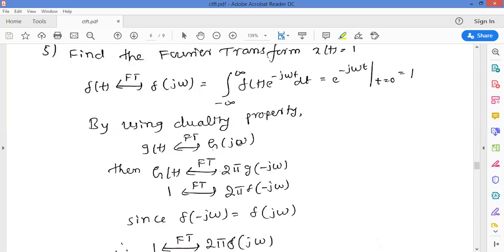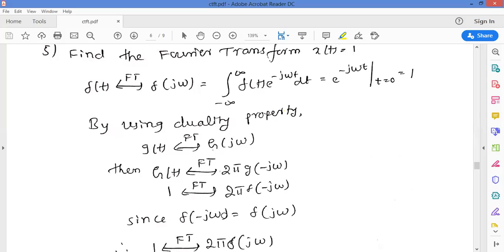When g of t Fourier transforms into G of j omega, then capital G of t, look here, capital G of t Fourier transforms into 2 pi into g of minus j omega. This property I proved already in the previous class. Okay. Now, what is your g of t? That is 1. Why is it 1? Because it is the Fourier transform of delta of t. Delta of t Fourier transforms to 2 pi into delta of minus j omega.